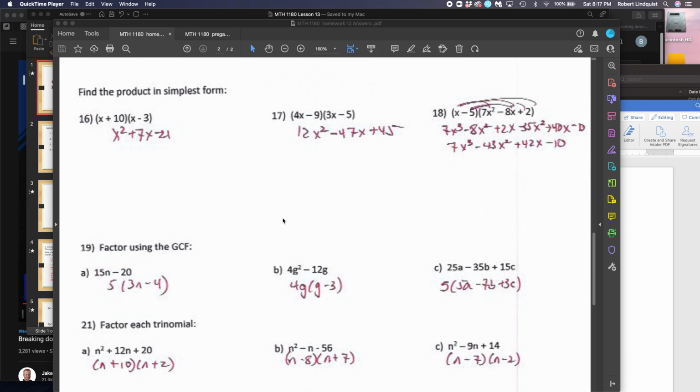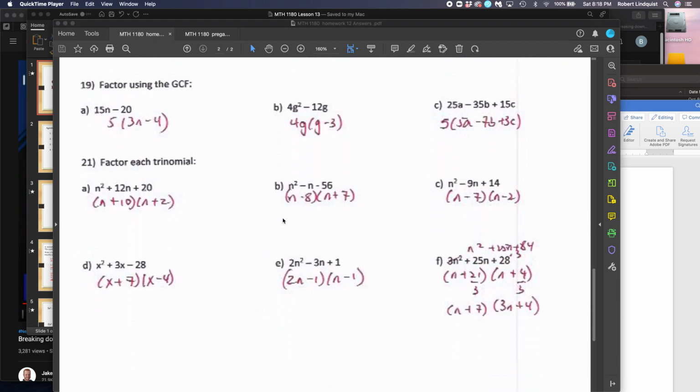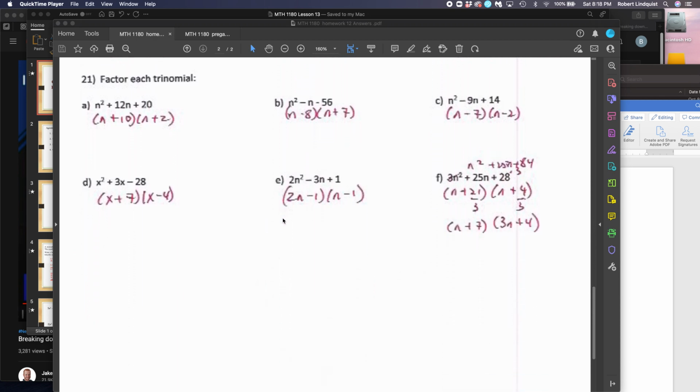Now, when we start getting into number 21, this is some more recent work that I do want to mention: we have the AM method for letter A. We would be looking for two numbers that multiply out to 20 and add up to 12. That's 10 and 2. For letter B, two numbers that multiply out to negative 56, add up to negative 1. That would be negative 8 and 7. And for letter C, two numbers that multiply out to 14 and add up to negative 9. And that would be negative 7 and negative 2.